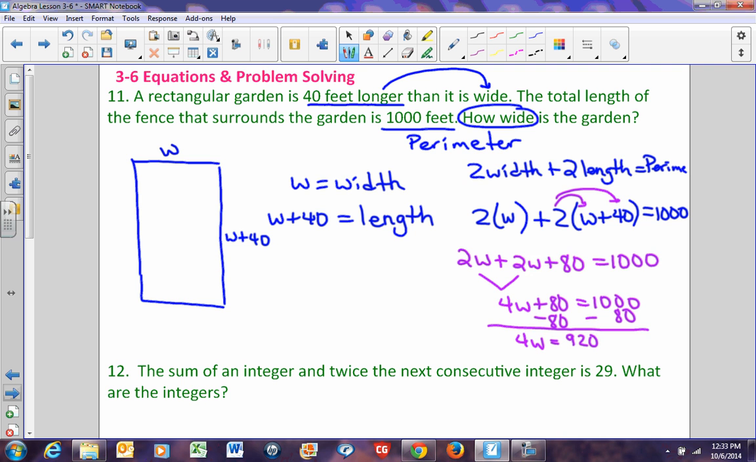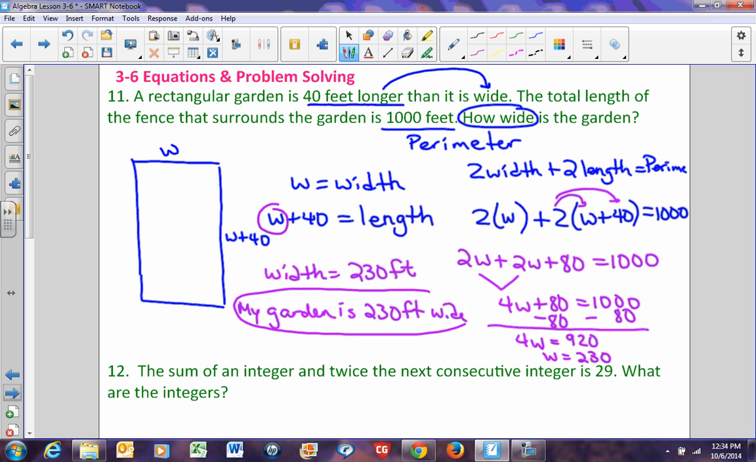920 divided by 4, you're going to get 230. I divided by 40, I don't know why. So you're going to get 230. So my width is 230 feet. That's what it asked me to find. If I wanted to find my length, all I would have to do is substitute in 230 for W here, and I can find my length. Since it only asked me to find how wide my garden is, 230 feet wide. Done.